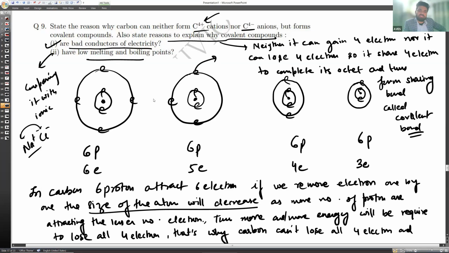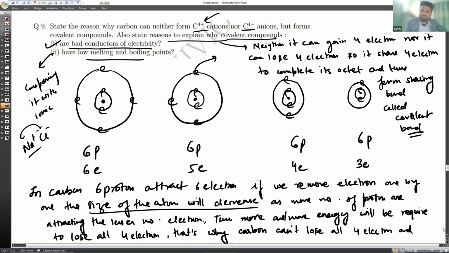It does not mean that uniform energy is required. If it is 100 joules for the first, it will be 1000 joules for the second, and then 10,000 or a lakh joules for the next one. It increases exponentially because the size of the atom keeps on decreasing. The next electron comes closer to the nucleus, and this requires a large amount of energy to overcome the force of attraction between the nucleus and the electrons. When it is far away, it's okay, but when it comes closer to the nucleus, more and more energy is required. So it is not practically possible to lose all 4 electrons.